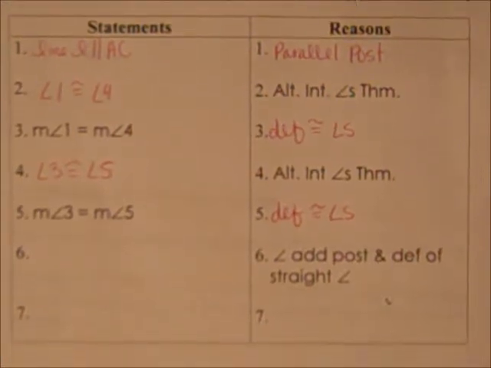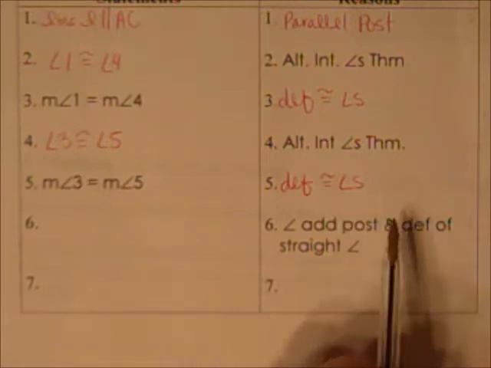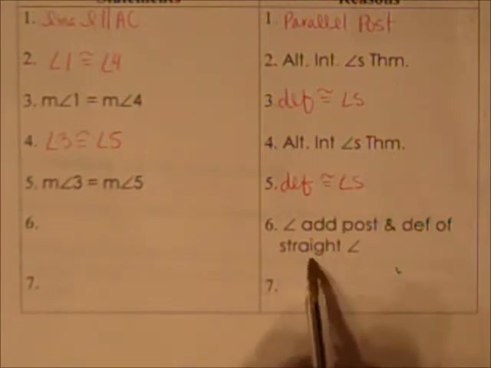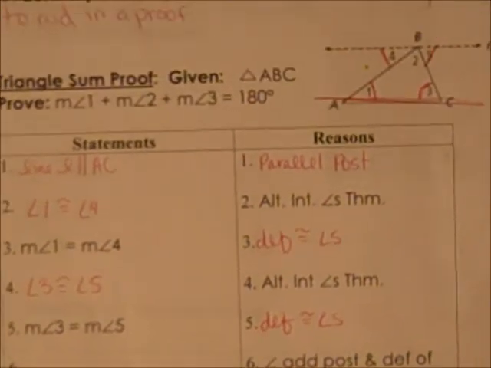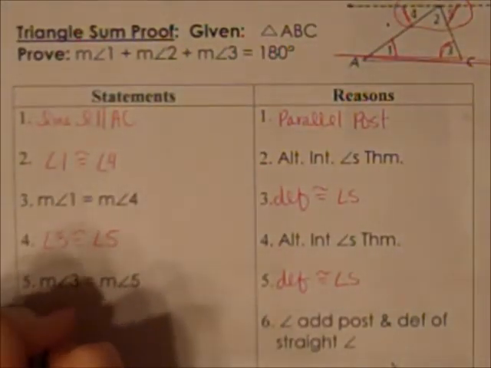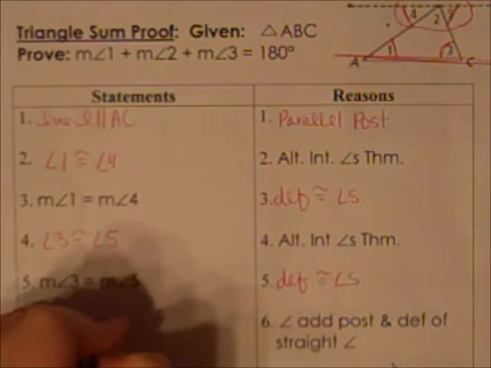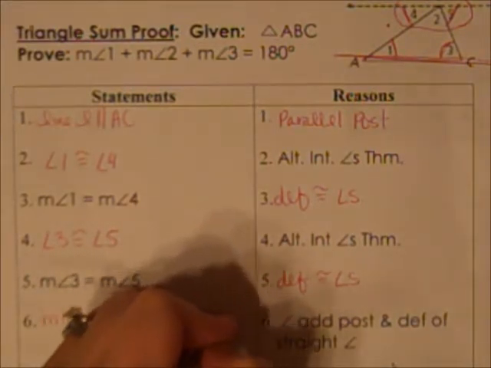Okay, so this one is a double reason all in one. It says angle addition postulate and definition of a straight angle. Now we know from chapter 1 that a straight angle is a straight flat line that adds up to 180. So you can see that's what we have going on here. If we were to add the measure of angle 4 plus the measure of angle 2 plus the measure of angle 5, that would have to equal 180.